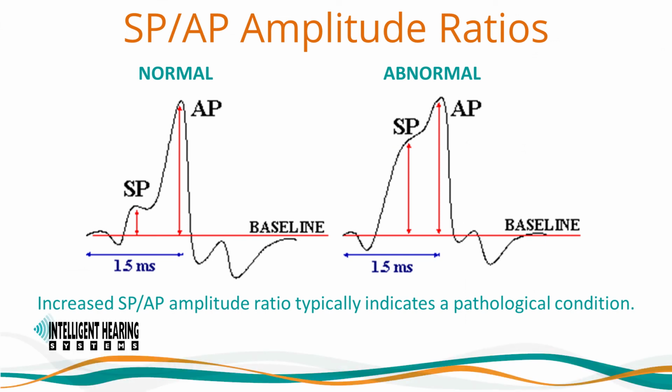Now let's review amplitude ratio analysis. On the left, we see a normal eCog response and SP-AP amplitude ratio. To the right, we see an abnormal eCog where the SP rides higher on the AP peak. An increased SP-AP amplitude ratio is typically indicative of a pathological condition.